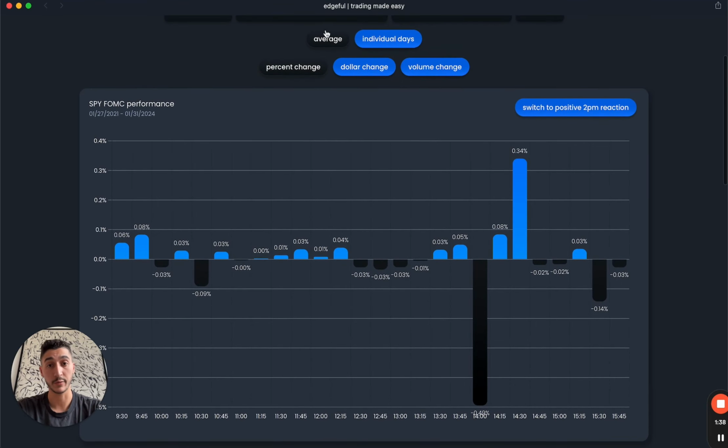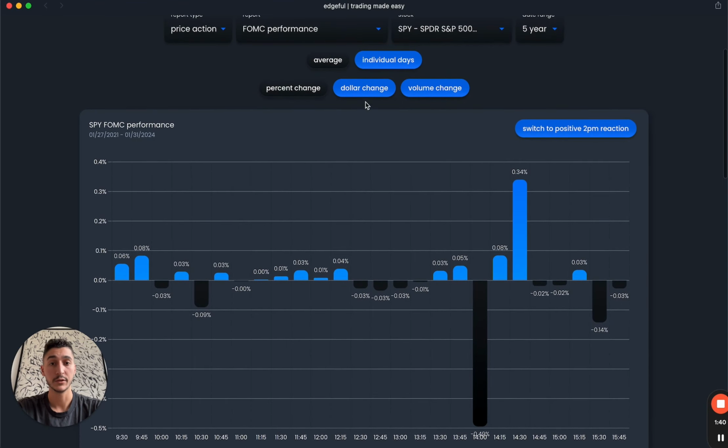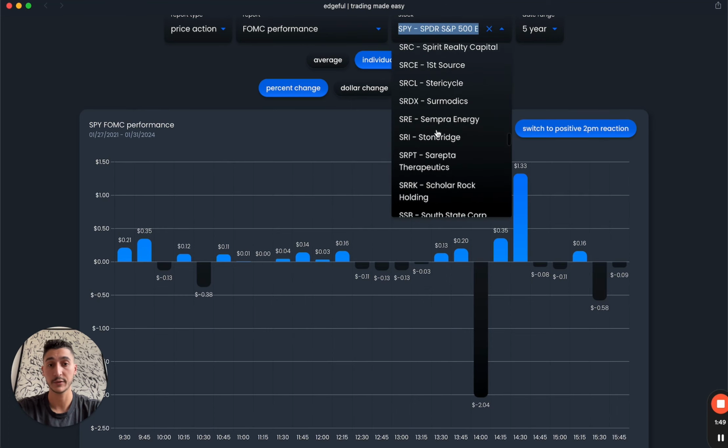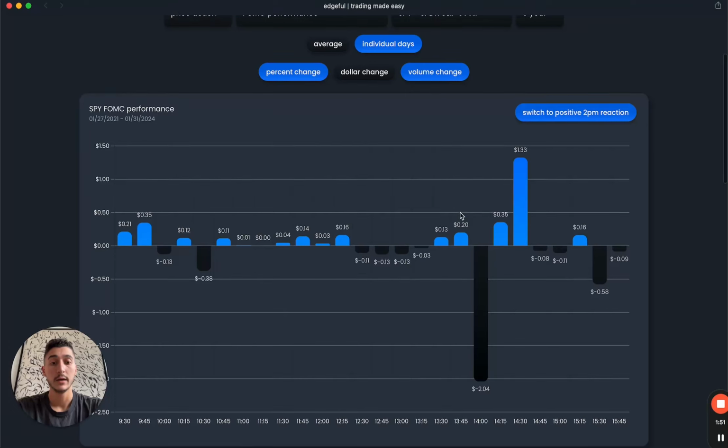And again, just a reminder, we're on the average here. So if we switch to the dollar change, this is the average amount in terms of dollars that price will move for SPY. And as a reminder, you can pick any stock you want, but this shows the actual dollar changes if you want to see it like that.